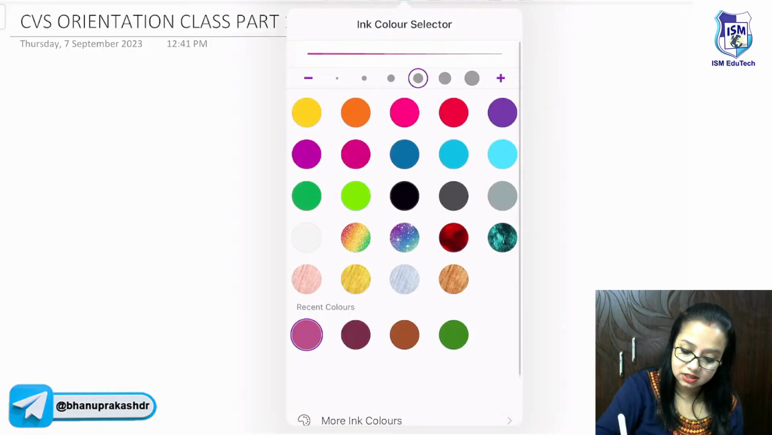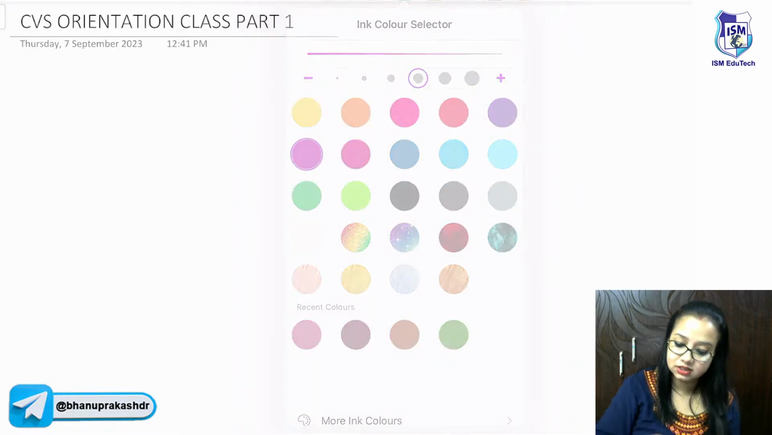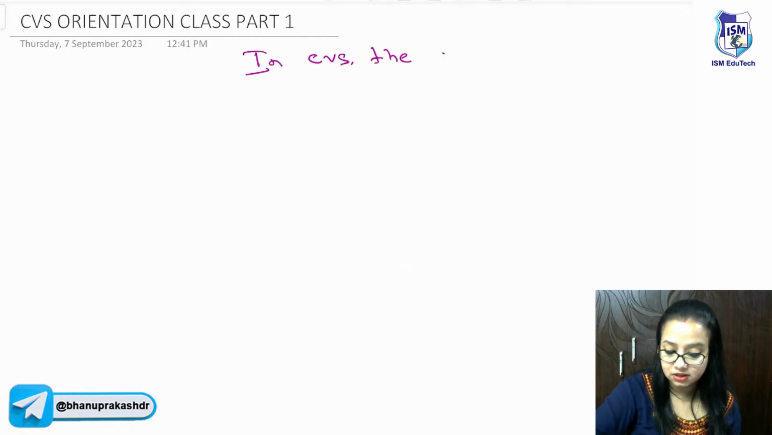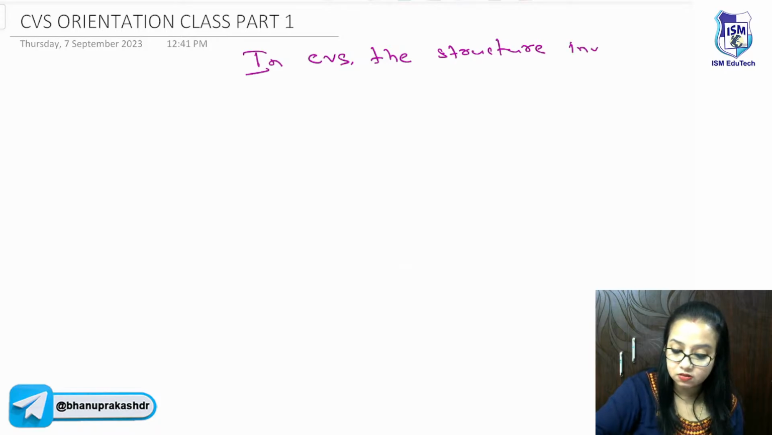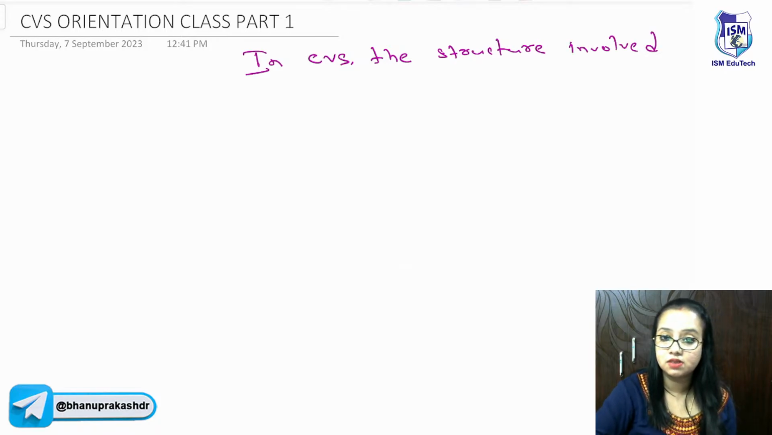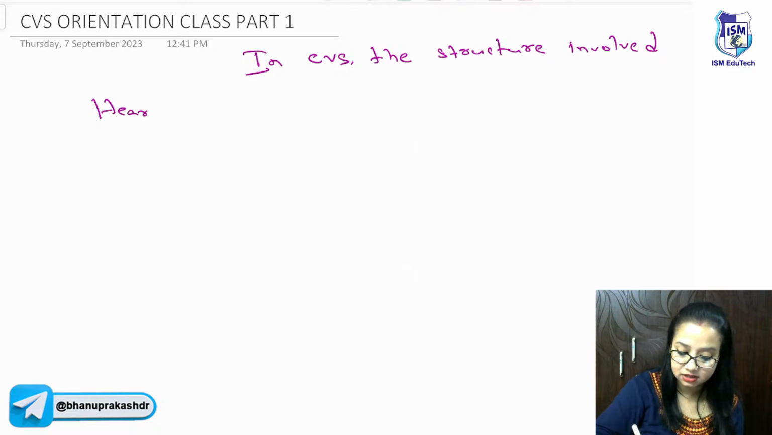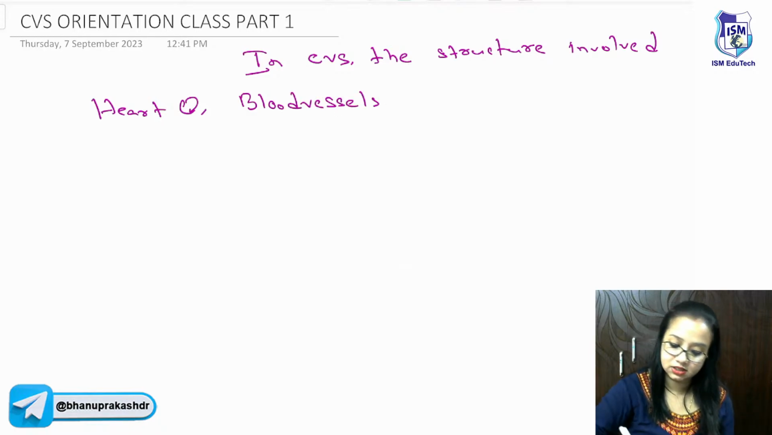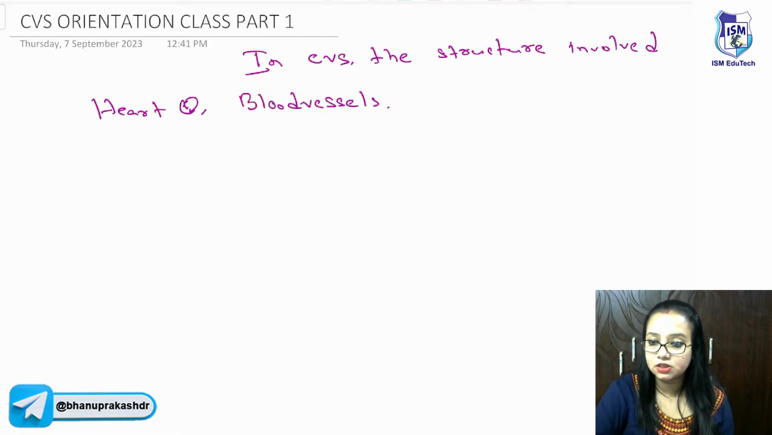Now, in the cardiovascular system, what are the structures involved? They are mainly the heart, of course, the heart. Then we have the blood vessels, right? These are the main structures which are involved in the functioning of the cardiovascular system.